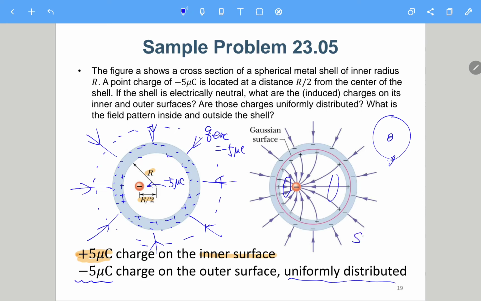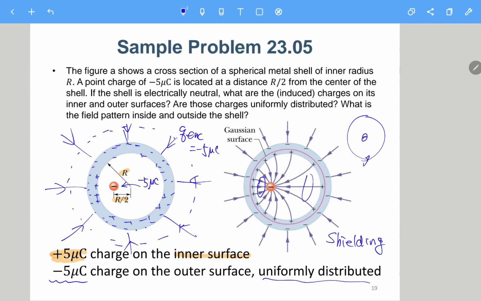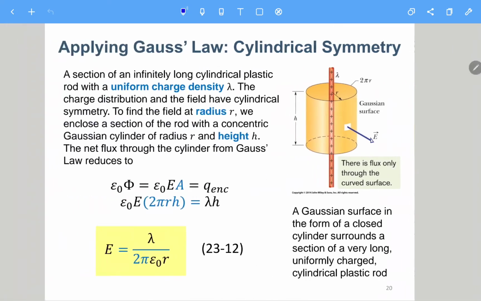And actually, we will call this effect the shielding. So this electrically neutral shell is just like a shield, like a shield that blocks what is inside, so that the outside cannot see the situation inside. Okay, so let me finish this part first.